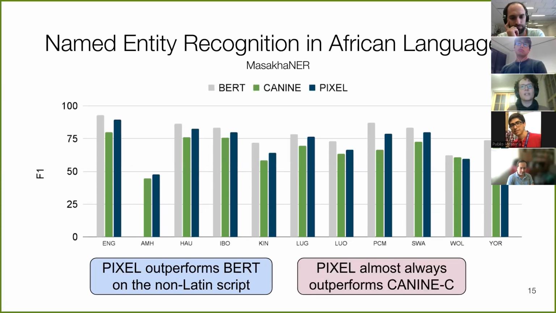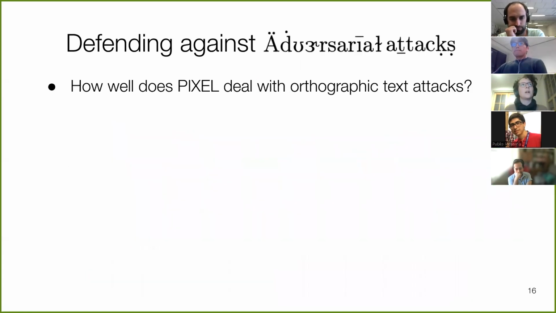And surprisingly, Pixel actually almost always outperforms Canine, which again has seen a lot of data from a lot of different languages. So this really shows the potential of Pixel.